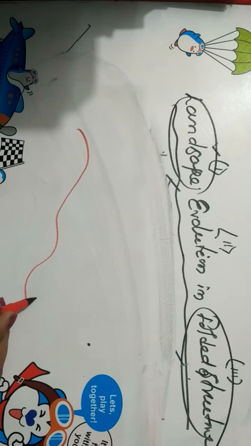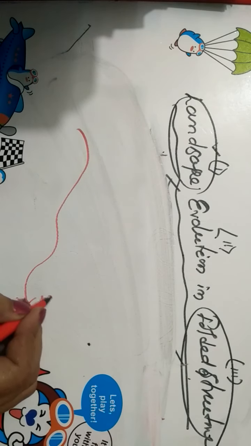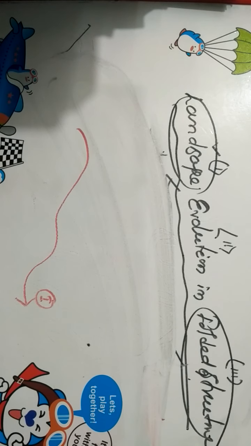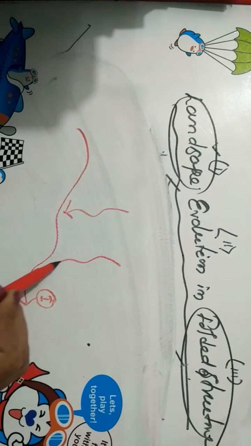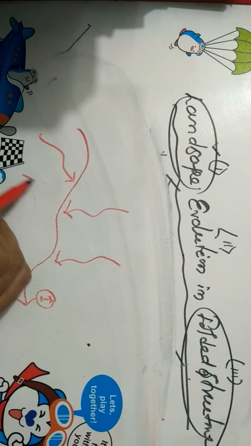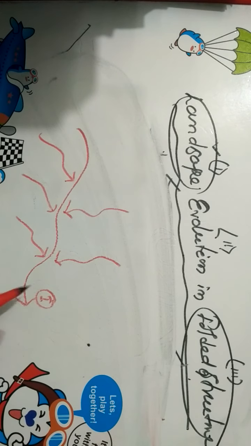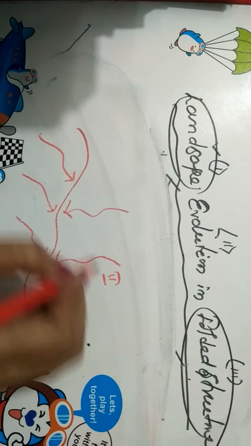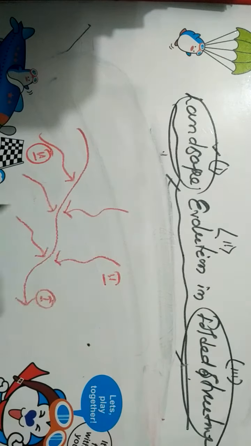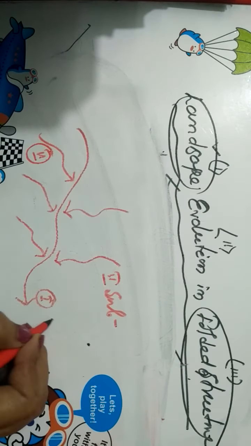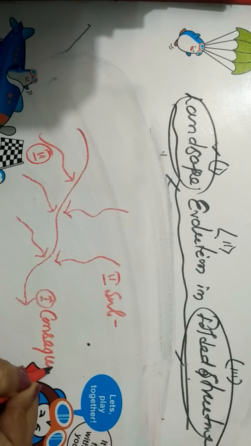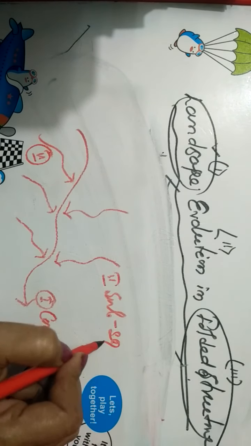This is the consequent stream, which follows the natural slope, the first order stream. After the flowing of the first order stream from the hill slope, diagonally a series of river systems originate and meet the first order stream. These are the second order streams, and a series of second order streams developed. This is called the subsequent stream, and this is the consequent stream. The first order stream is called consequent, and this is subsequent.